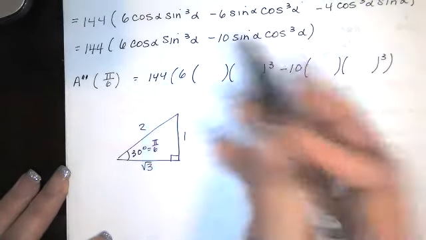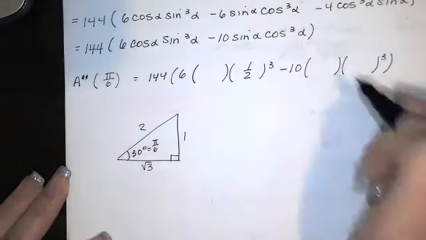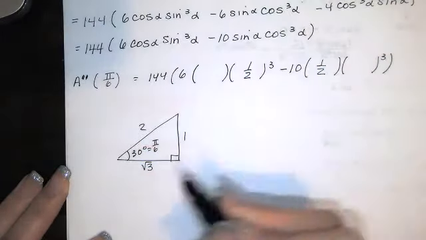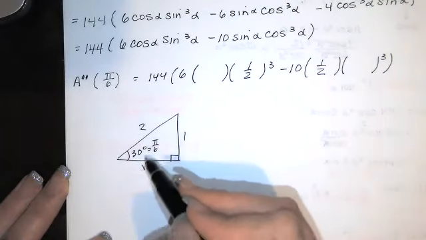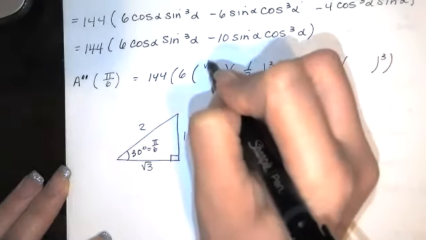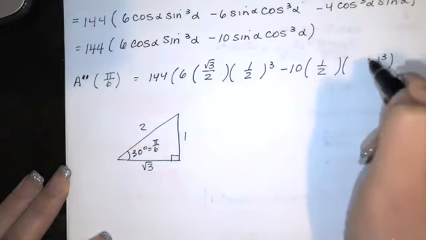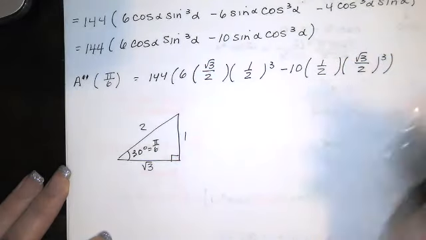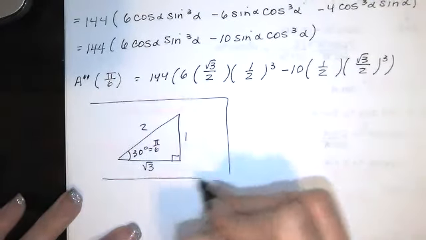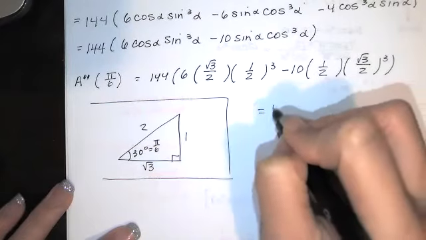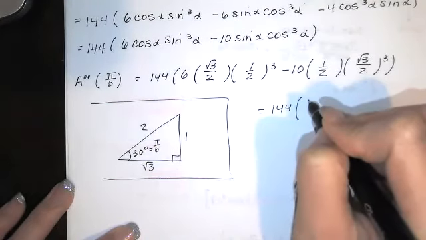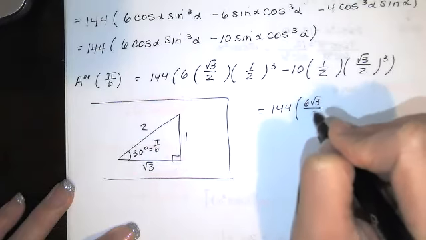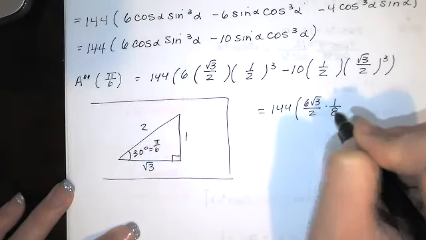So I have a 1/2 cubed here and a 1/2 over here. And cosine of alpha is adjacent over hypotenuse. So it's square root of 3 over 2. Okay, so that is our second derivative. We just need to see if it's positive or negative. So I've got 144 times 6 root 3 over 2 times 1/8.